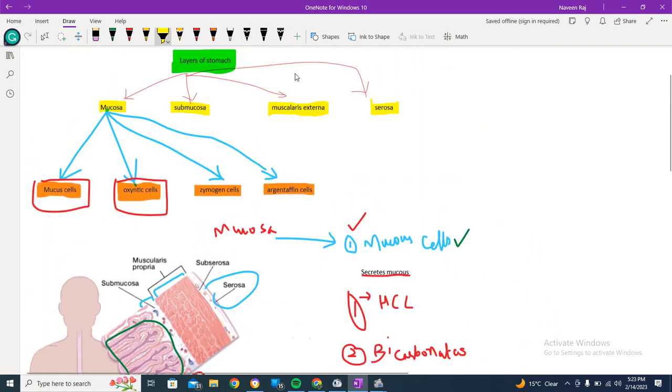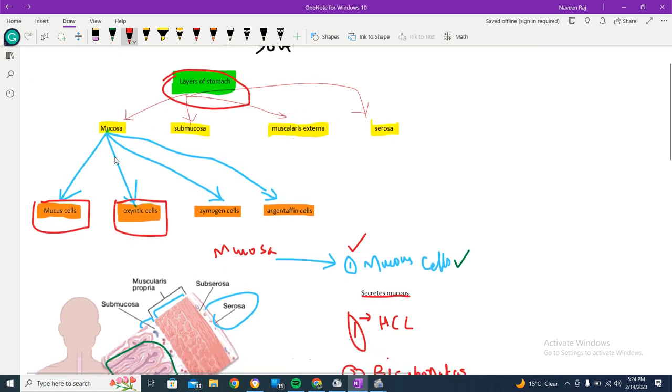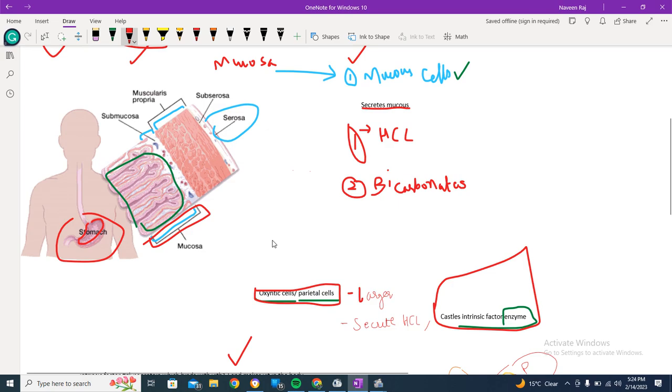In our previous video, we talked about the different layers of the stomach. We found that we've got mucosa, submucosa, muscularis externa, and serosa. Then the mucosa had four different varieties of cells. We are done with mucous cells, and if you haven't checked out those videos, do check them out. We are done with oxyntic or parietal cells. Now it's the turn for zymogen cells, and probably, if the video is not so long, we will look at the argentaffin cells as well. Now, without wasting time, let's get started.